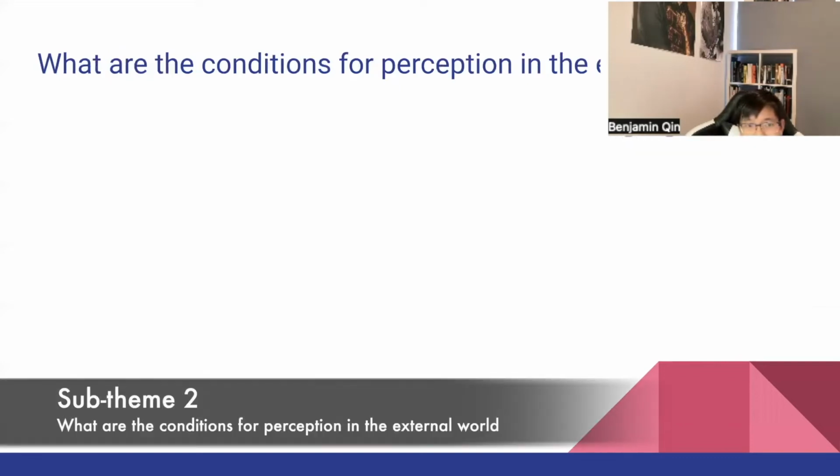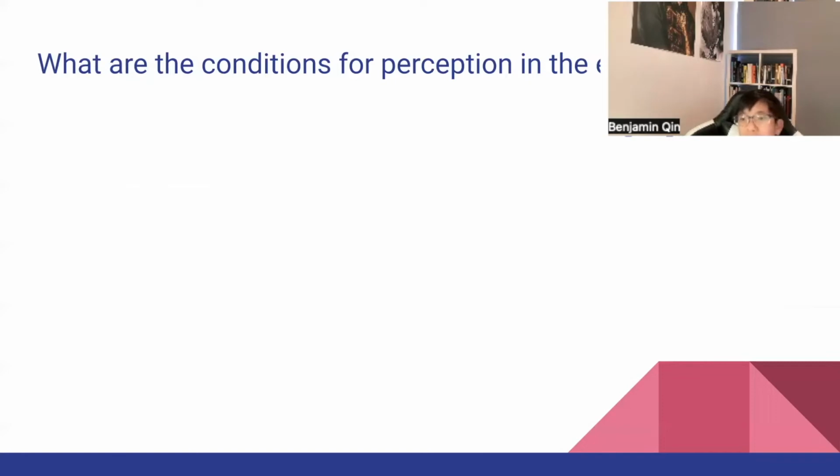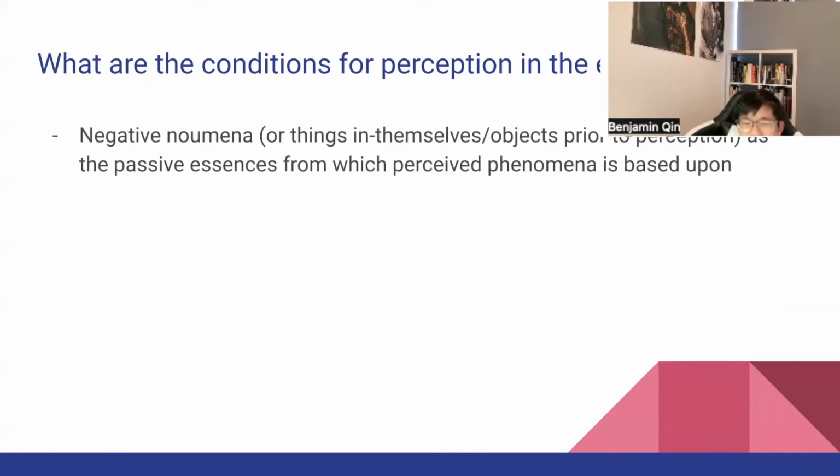And yes, so now the next slide. What are the conditions for perception in the external world? One of the key defining features of Kantian philosophy is the distinction between noumena and phenomena. Phenomena can be interpreted as the empirical objects that we perceive, and noumena as the unknowable objects that are only possibly known through reason or not knowable at all.